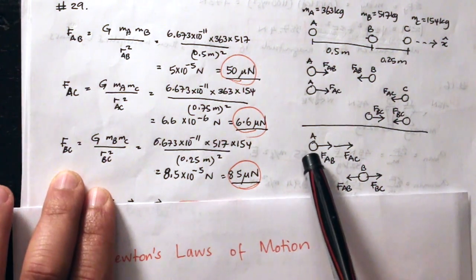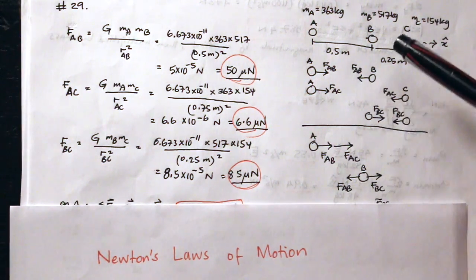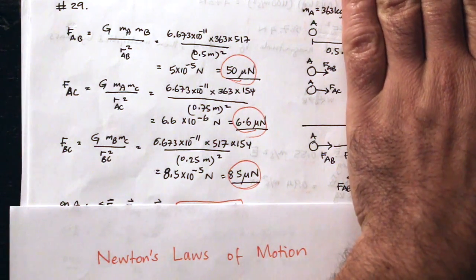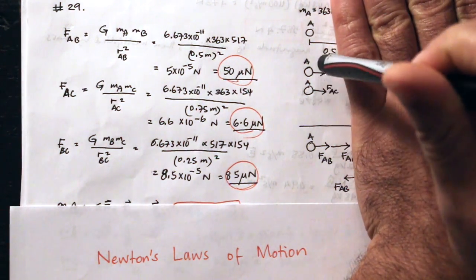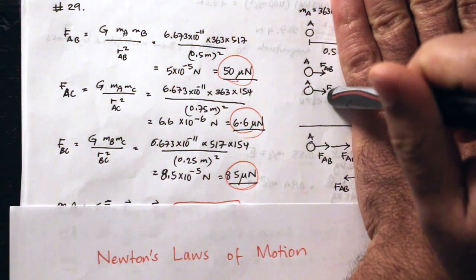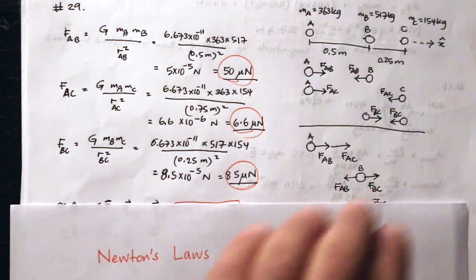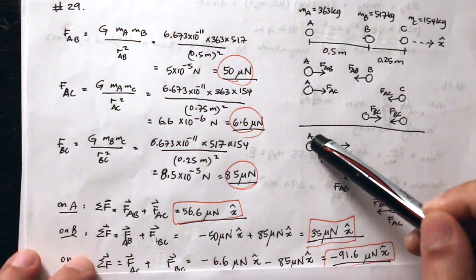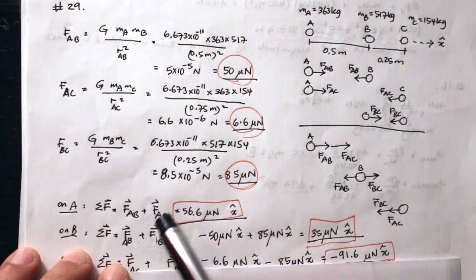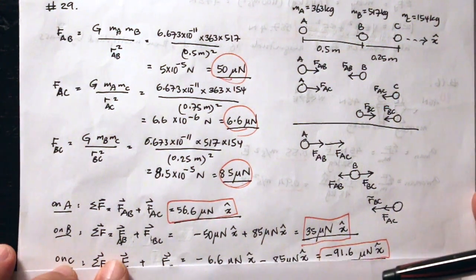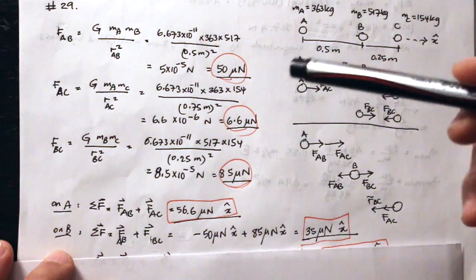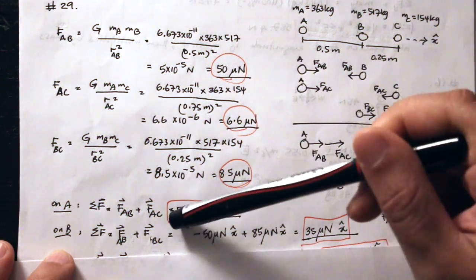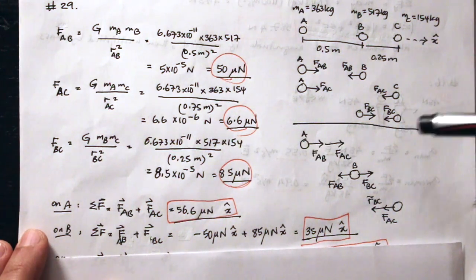So now if I isolate A on its own, see how easy it is just knowing from these drawings what the force on A is. It's the vectorial sum of these two forces. They happen to be in the same direction, FAB and FAC. So the net force on A is going to be the sum of these two forces, and it's going to be pointing in the positive x hat. I add 50 micronewtons to 6.6 micronewtons, I get 56.6 micronewtons in the x hat.